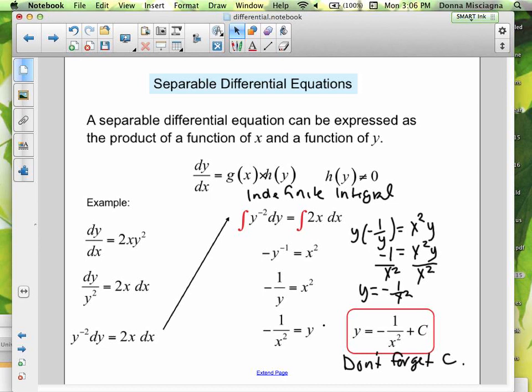I took out y squared. Yeah, the y was only to the negative 1 power, which we changed. And the negative we left behind because we didn't really want negative y, we just wanted y. So whenever possible, we'll solve these in terms of y.